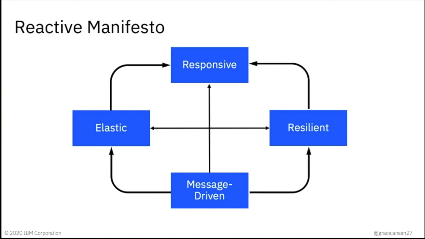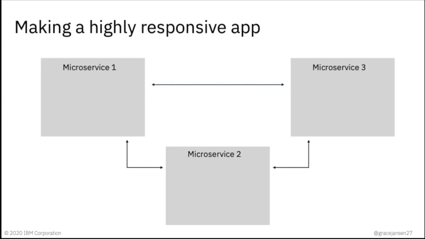But how do we put these higher level characteristics into practice when we're building applications? How do we make a highly responsive app? Well, there are different layers that we need to think about in our own application when we're designing reactive applications. So here is a basic application. It's only got three microservices, but it's just to give you an idea of the various levels we need to consider.